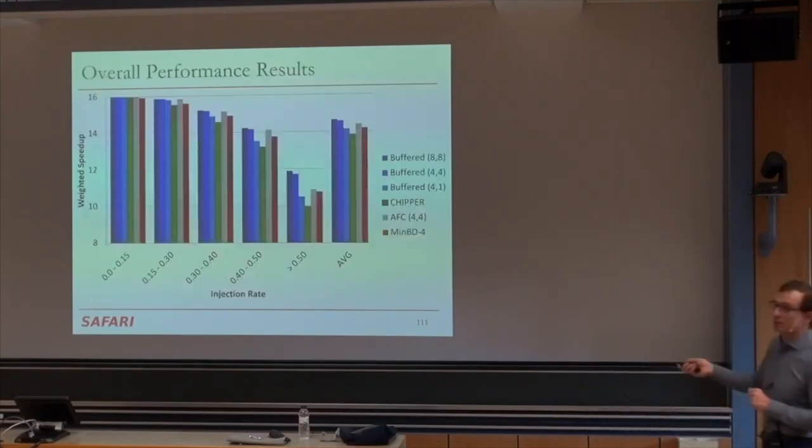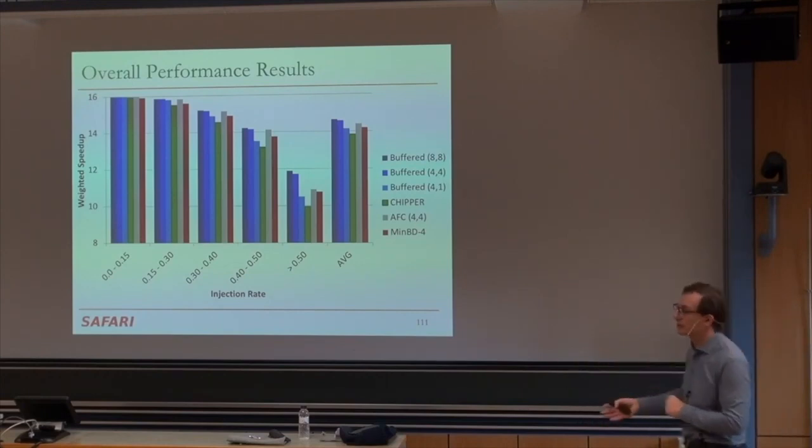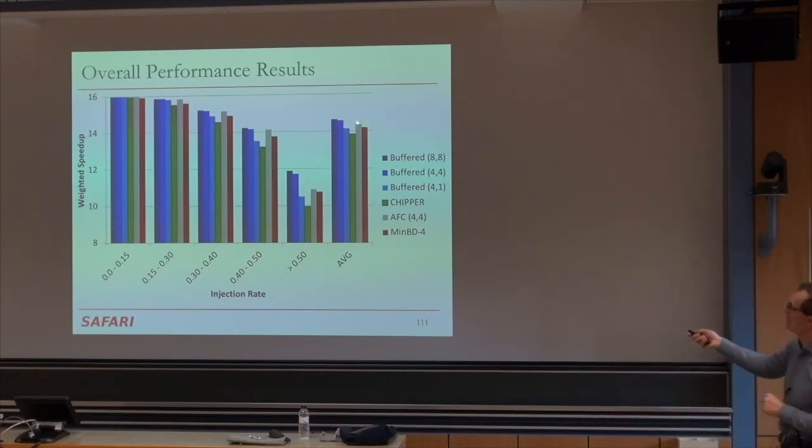Okay, so these are the overall performance results. If you look at the buffered routers, they're all over here. This is average. If you look at chipper, it's over here. If you look at this adaptive flow control, it's basically a bufferless and buffered combination. You switch based on the load in the network. So that's actually better than any of the bufferless ones over here, but MinBD actually gets very close to that.